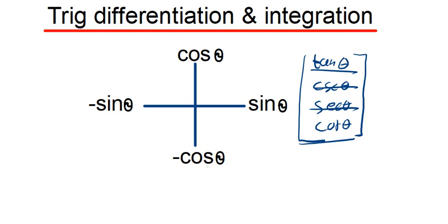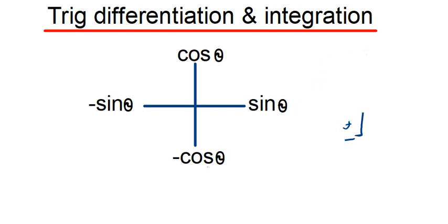Now let's look at how we can easily differentiate and integrate sine theta as well as cos theta. The basic idea about this trick or method is, if I write diff here for differentiating, then I'll write int here for integrating. So how do you differentiate and how do you integrate? If you're moving in a counterclockwise direction, you are differentiating. If you're moving in a clockwise direction, you are integrating.